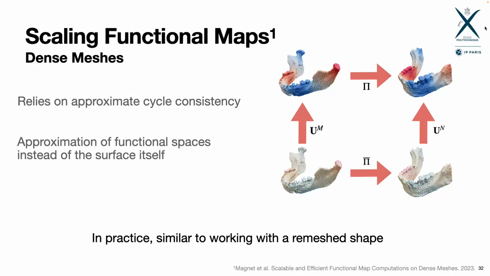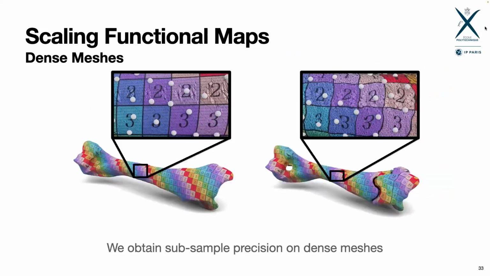What you can see eventually is that by approximating the functional spaces, you can work exactly as if you had a remeshed shape without ever touching the surface itself. You just touch how you define the span of the basis on which your functions are defined, but you never move the surface. You still get all the details of the original shape. And it's useful because eventually you can get subsample accuracy and even sub-triangle accuracy.